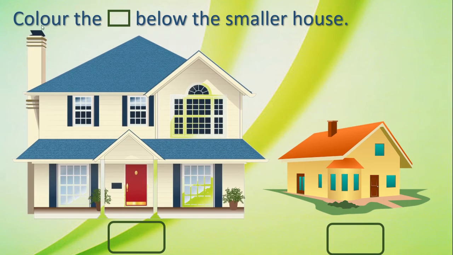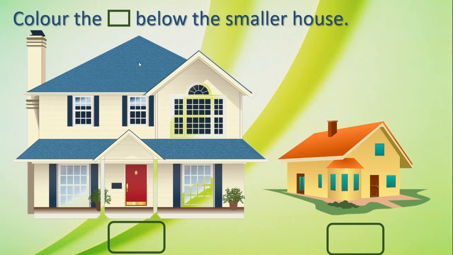One more. Color the box below the smaller house. You know, house means ghar. Here we can see two houses. One is blue and white, it is painted, and the other one is orange and yellow colored. Isn't it? Please compare the size of the two houses.